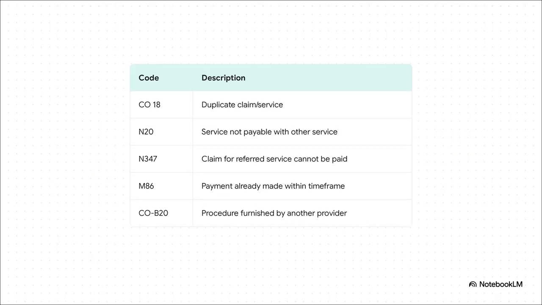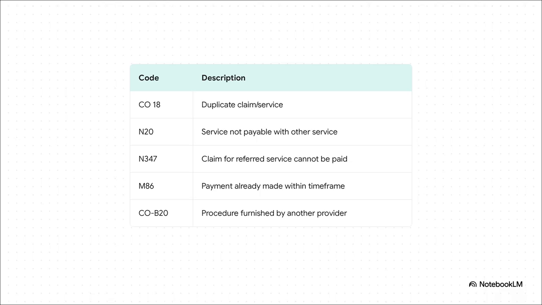Now, what's really interesting is how payers use different claim adjustment reason codes, or CARCs, to tell us exactly how they view the duplicate. CO18 is your standard run-of-the-mill duplicate claim or service, but N20, for example, tells us a service isn't payable with another service rendered on that exact same day. Then you have N347 and COB20, which are super fascinating because they indicate a conflict with another provider entirely. That means someone else outside your practice got paid for this.